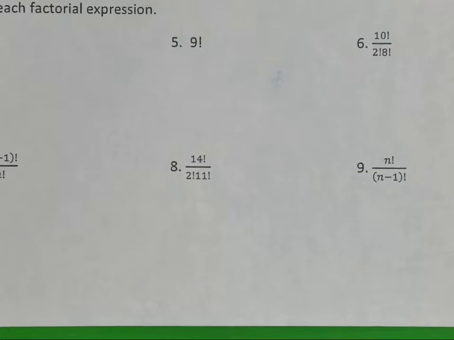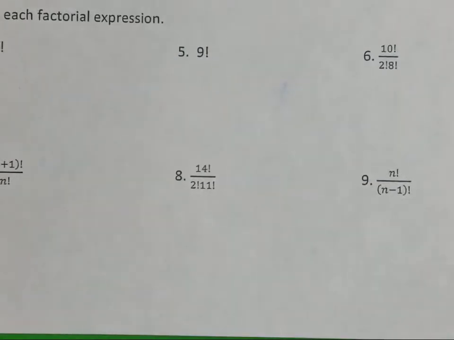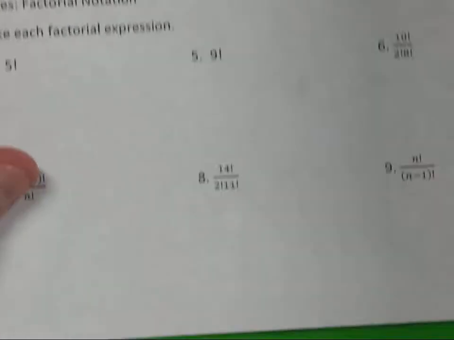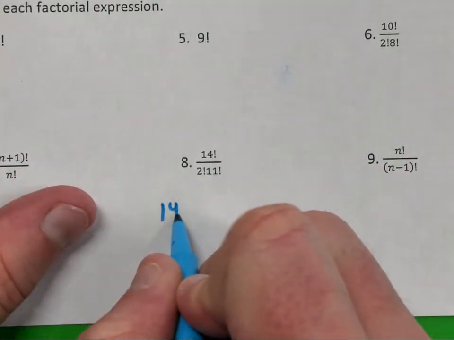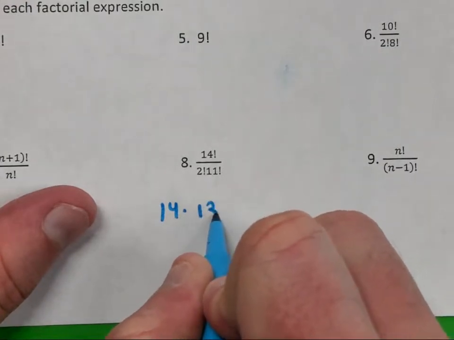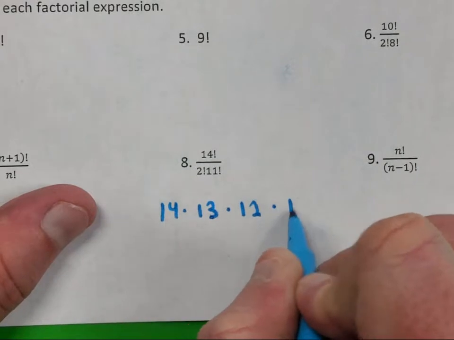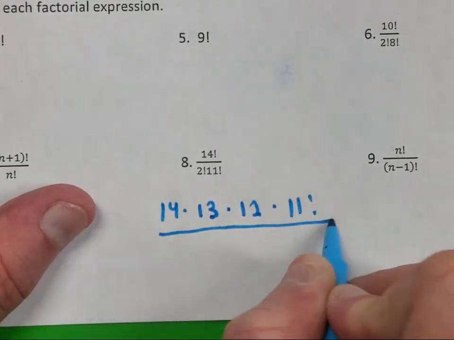Number 8, we have 14 factorial over 2 factorial times 11 factorial. I'm going to break 14 factorial down to 14 times 13 times what, class? Times, and I would stop right there.